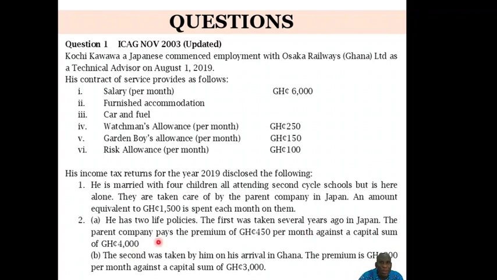The parent company pays a premium of $450 per month against a capital sum of $4,000. So the premium which is being paid by the parent company is a cash benefit. So you multiply $450 per month and add it to Kochi's income and tax. Now the second was taken by him on his arrival in Ghana. The premium is this. This one is not the parent company who is paying. So there's no benefit or gain over here. So you don't add anything here and tax.